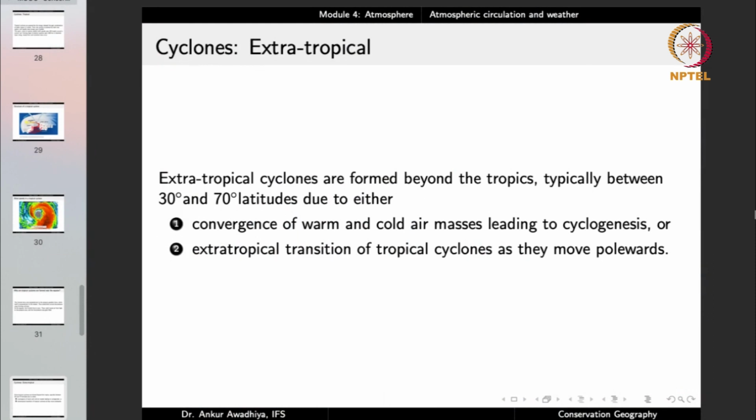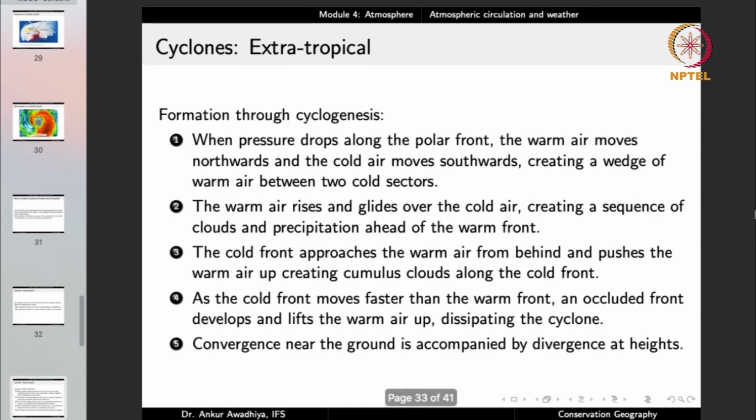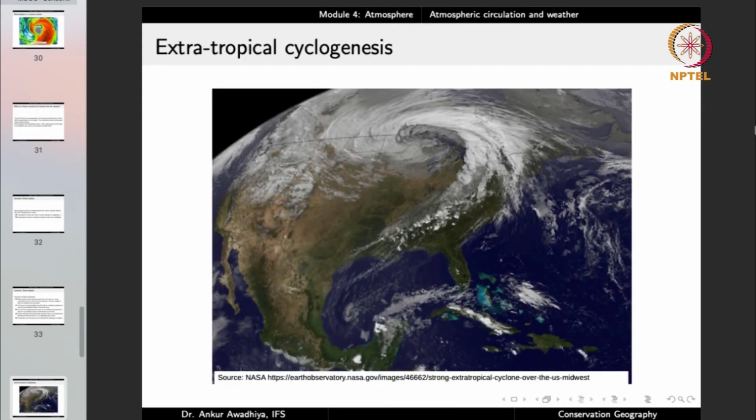We also have extratropical cyclones, which are formed beyond the tropics, typically between 30 degrees and 70 degrees latitudes, because of two things. One is convergence of warm and cold air masses, and second is extratropical transition of tropical cyclones as they move polewards. So what does that mean? In the case of cyclogenesis, we have a pressure drop along the polar front. The warm air moves northwards and the cold air moves southwards, creating a wedge of warm air between two cold sectors.